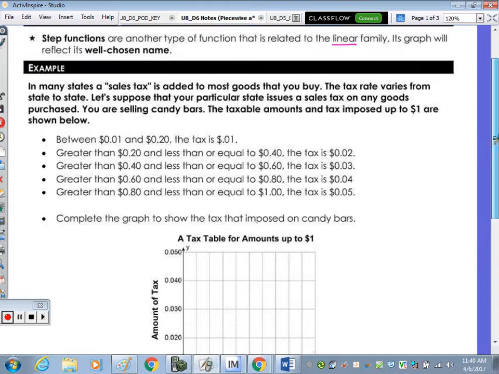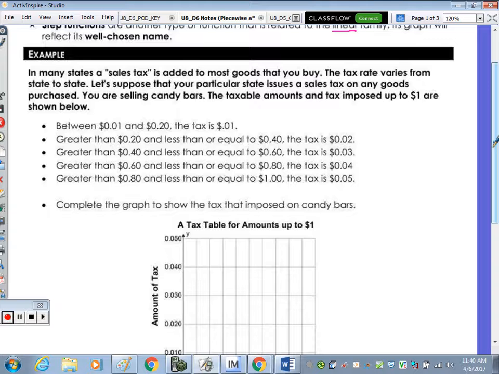Now there is a typo within the first bullet. It actually shouldn't state between. It should state the language that's used below. So greater than 1 cent and less than or equal to 20 cents. The tax is 1 cent.